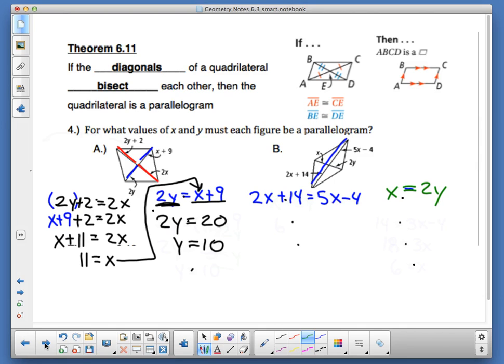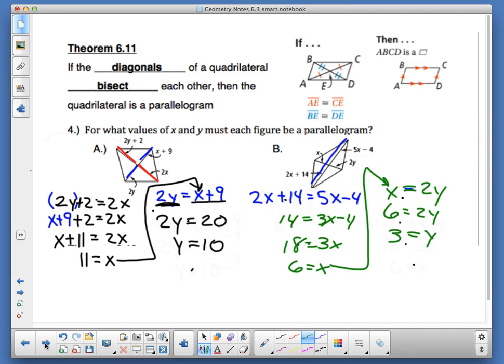Because then I get to solve this, and I go, well, that's going to be 14 equals 3x. I add my 4, so 18 is equal to 3x. So x is 6. Well, x is 6. 6 is equal to 2y, and y is 3. Those are my two values. I'm golden. They should work.